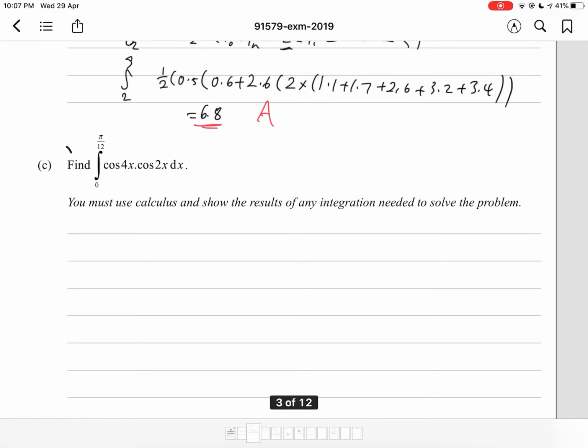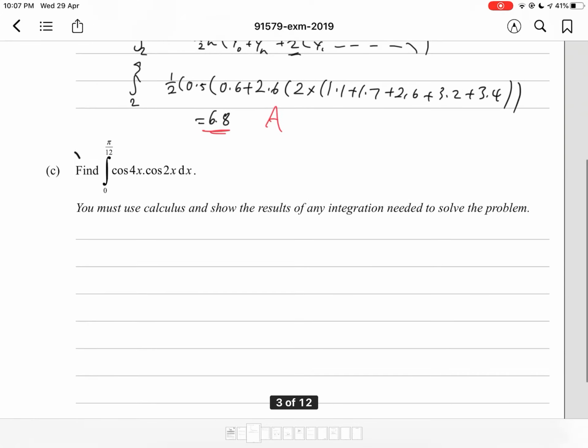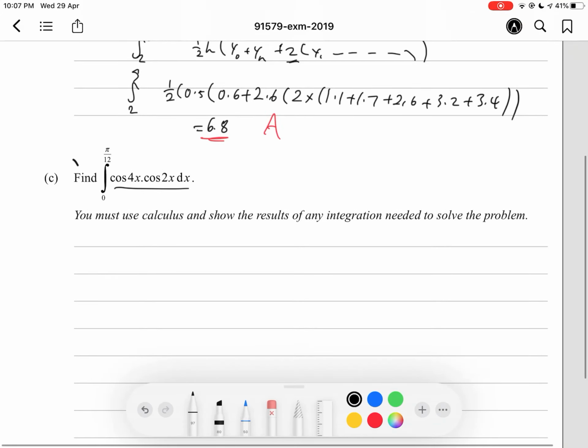Question C. Find the definite integral between pi over 2 and 0 of cos 4x times cos 2x dx. Right now in this form we cannot integrate. We could use the substitution method, but personally that's not needed in this case, because we can convert cos 4x times cos 2x into a different form by using our product rule.